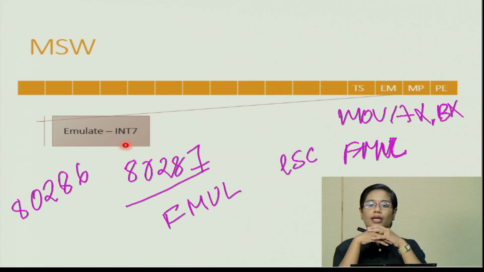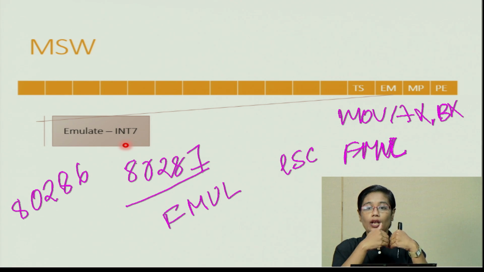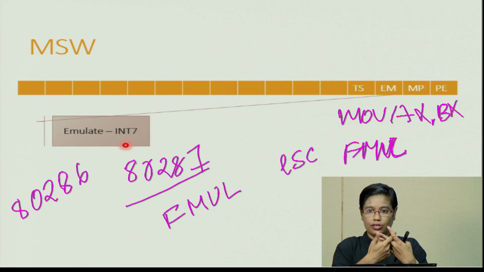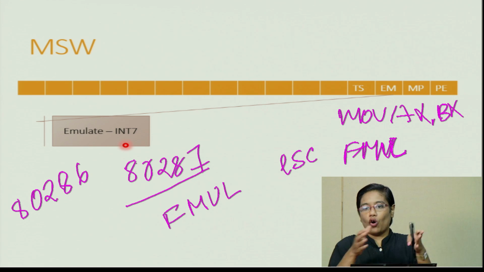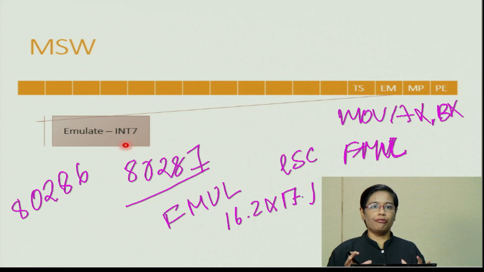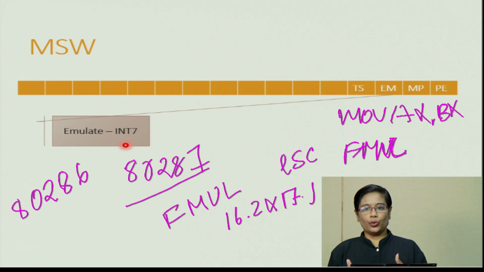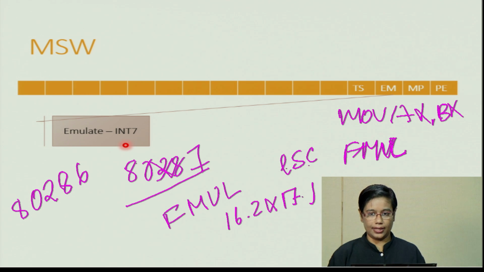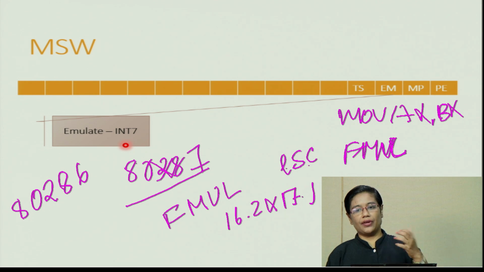In response to interrupt 7, there is an ISR written. This ISR will actually implement the FMUL instruction. You can do floating point arithmetic, for instance multiplying the data 16.2 with the data 17.1. The only thing is, the ALP you write for this would be pretty long. Every time there is an escape instruction and the 80287 is not present, and there is an FMUL instruction, interrupt 7 is going to be raised.